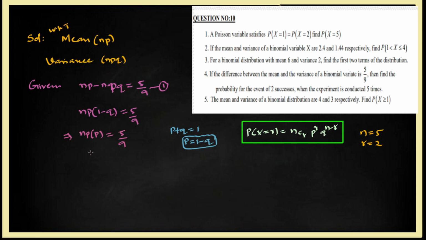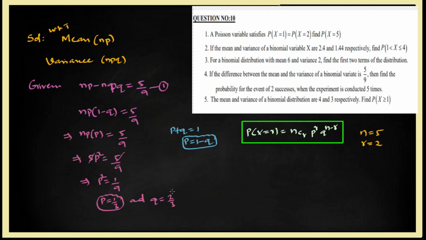Now p into p is p squared. What is the value of n? n is 5. So 5p squared equals 5/9. On both sides 5 gets cancelled, so p squared is 1/9. Now the square root of 1/9 is 1/3. Therefore the value of p is 1/3. If p is 1/3, then q, since p plus q is 1, equals 2/3.